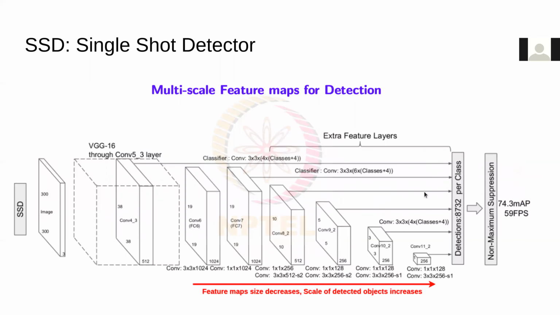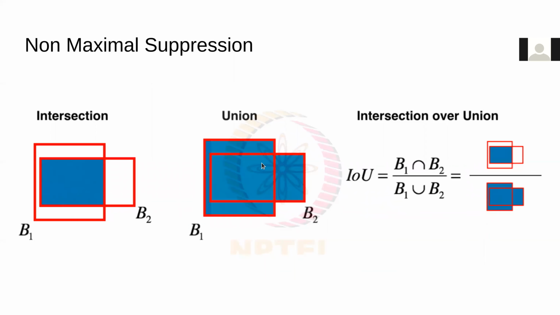So this also has non-maximal suppression, right? Non-maximal suppression says, suppose there are two bounding boxes, B1 and B2. If the overlap between B1 and B2 is very high, then we can just select one of them. For this we compute the IOU score, which is intersection over union, defined as the intersection of the two bounding boxes B1 and B2 divided by the union, B1 union B2. Based on this value, we decide whether we should keep both bounding boxes or only one.